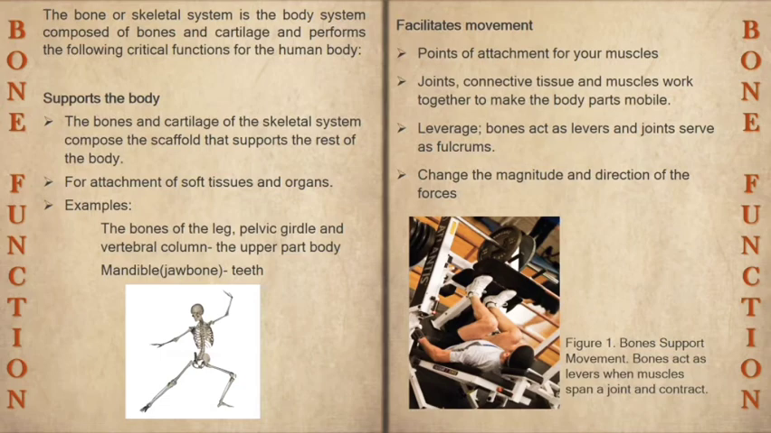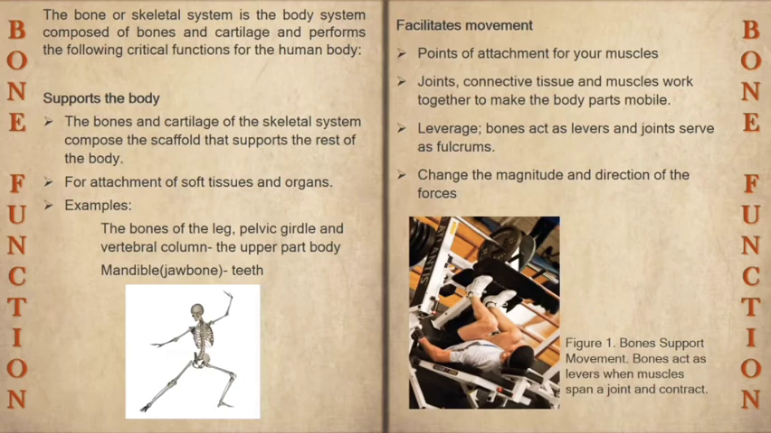Taking for example, the bones of the leg, pelvic girdle and vertebral column support the upper part of the human body, and the mandible or jawbone supports the teeth. Second, the bone facilitates movement. Similarly, the bones are also the points of attachment for the muscles, while some only serve as the support for the muscle, and others also transmit forces produced when muscles contract.